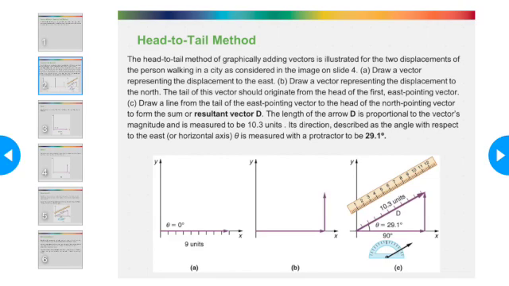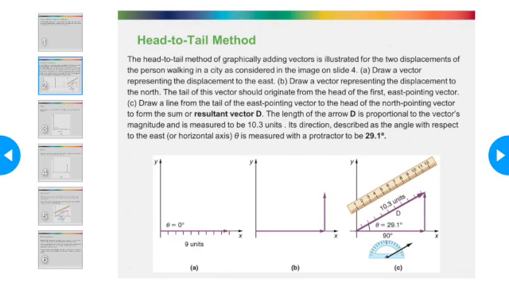Always make sure that you draw the individual vectors in the direction they're supposed to go in, right? So one was east, so that's directly to the right. One was north, that's directly up. And then you connect the original vector's tail to the final vector's head, and that is your resultant vector.